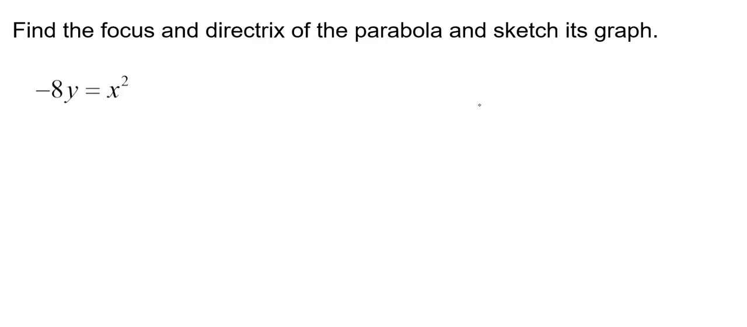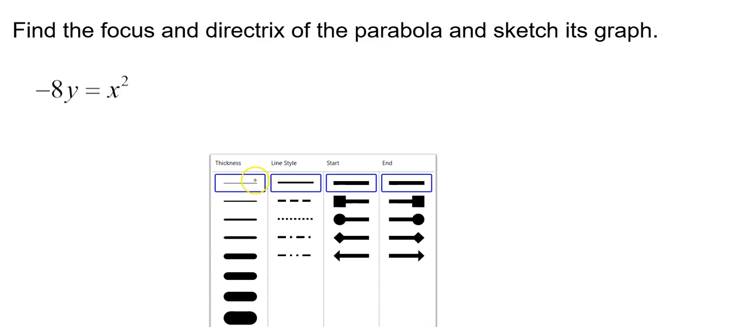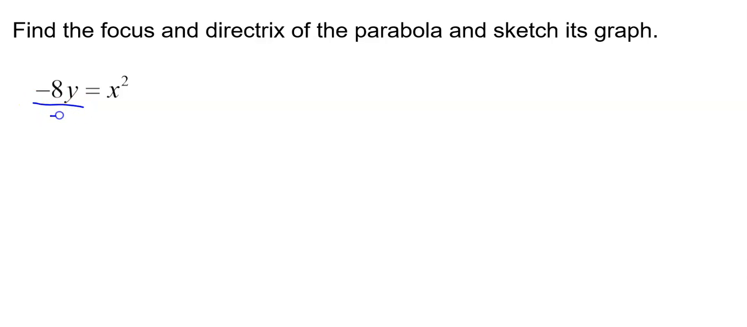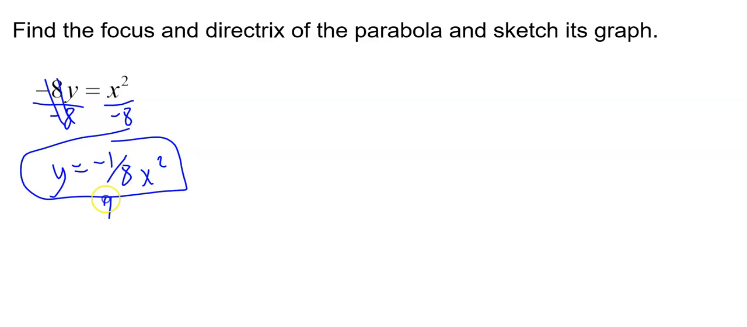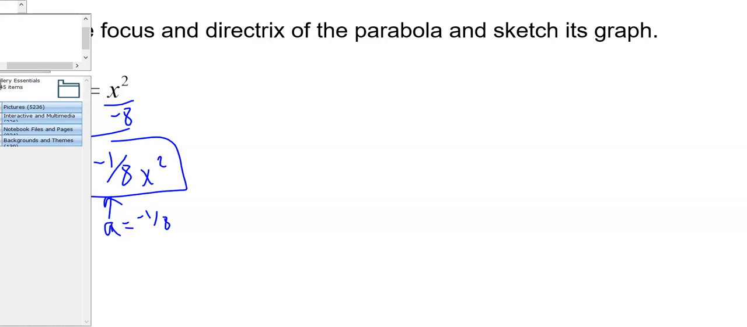Let's use those formulas. This is definitely a y equals parabola. It may not be obvious to you at first, but if you solve it for the variable to the first power, in this case, y, we get y equals negative 1/8 x squared. So that value right there is our a value. So a equals negative 1/8. Right away, I know this parabola is opening down because a is negative. So instead of y equals x squared, which opens up, it's a negative number. So I know this parabola is opening down. Find the focus and directrix of the parabola and sketch its graph. So let me kind of get some graph paper out here.